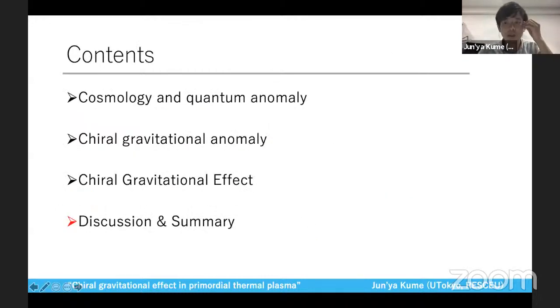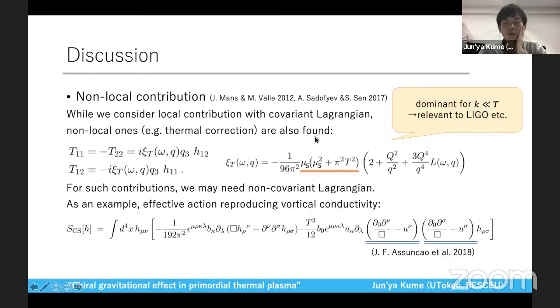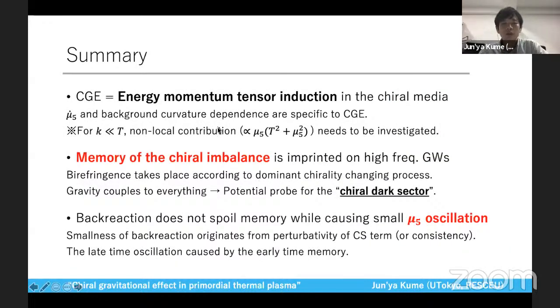All right, let me summarize. In this work, we consider the local contribution from anomaly with covariant Lagrangian, but there are also non-local effects found in previous work. The extension to the time-dependent background for these non-local effects can be our future work. So this is the summary: CGE is EMT induction in a chiral asymmetric fermion background, and you can expect some memory effect and chemical potential oscillation. All right, that's all.